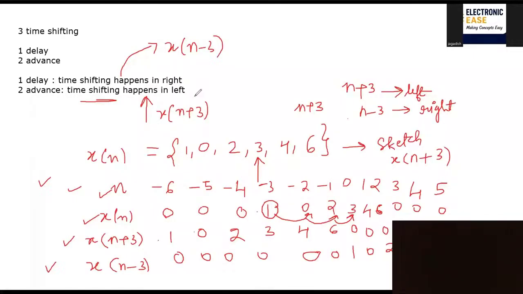Tarun asks: tell me once again about plotting, sir. Time shifting, whatever the x of n they have given, you have to plot down along with n. So n value from minus 6 to 5, and you can plot. For n equals minus 6, you have to see x of n plus 3 at minus 6, and plot that value. Same as what you did for other problems.